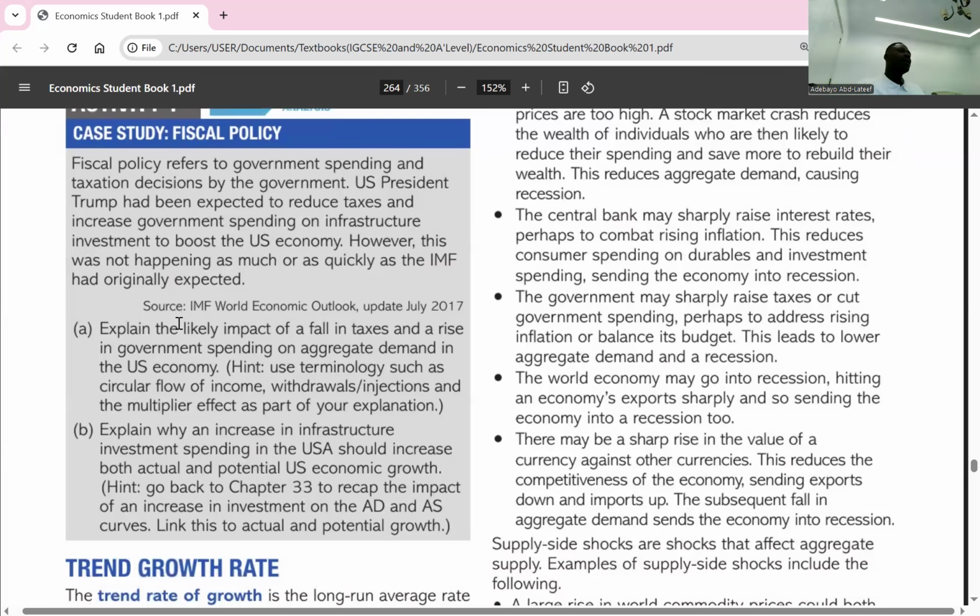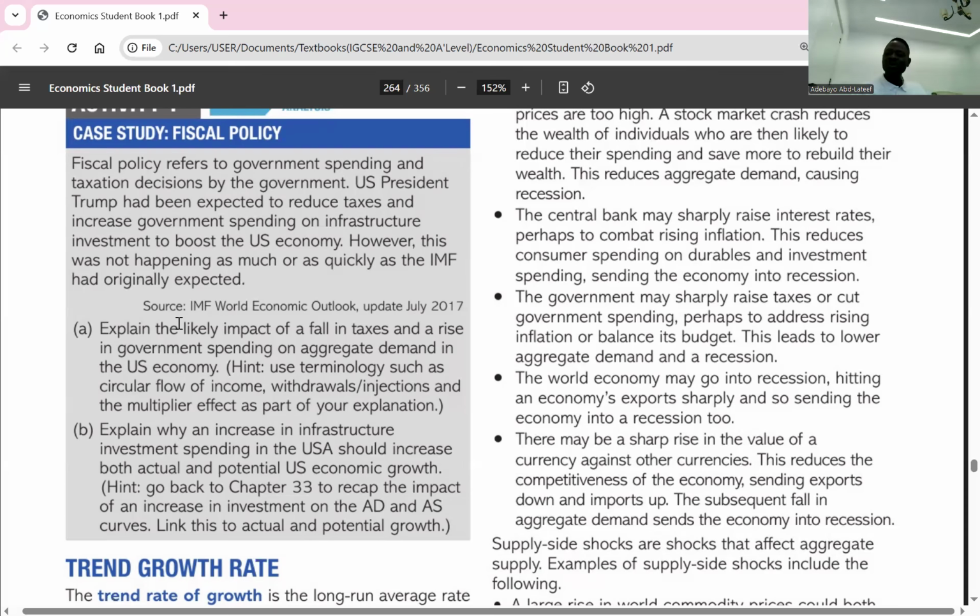The third one, the central bank. The central bank may sharply raise interest rates to combat inflation. This reduces consumer spending on durables and investment spending in the economy, sending the economy into recession. Maybe there's inflation. Maybe demand within the economy is increasing. And there's always going to be an inflation target. So the central bank has its inflation target. If inflation continues to rise over time, the central bank might increase the interest rate.